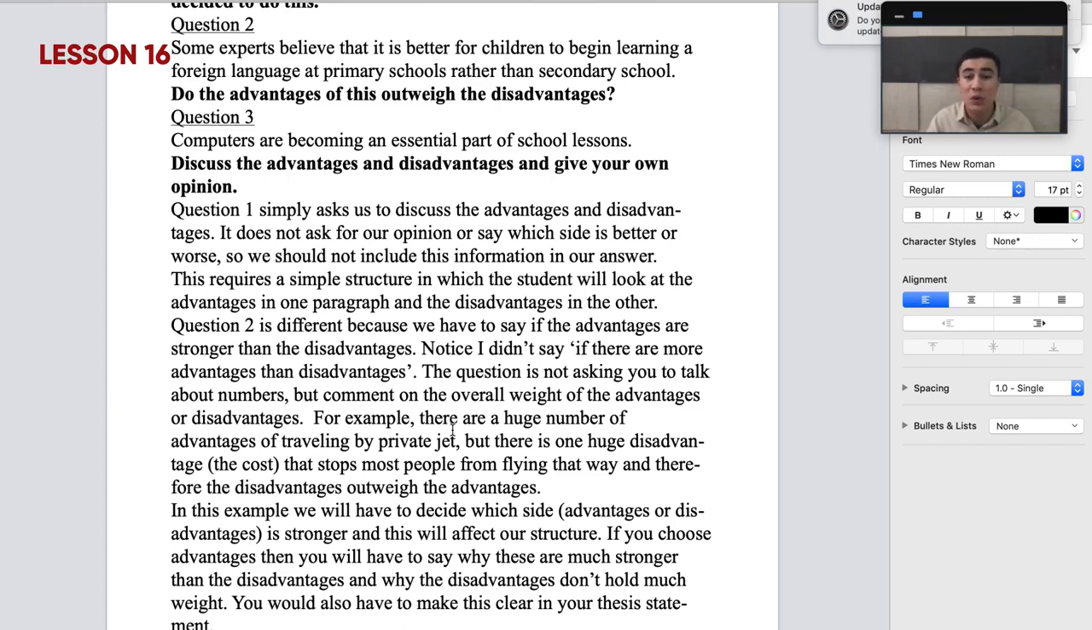Okay, in this example we'll have to decide which side, advantages or disadvantages, is stronger, and this will affect our structure. For example, if you choose advantages, then you will have to say why these are much stronger than the disadvantages and why the disadvantages do not hold much weight. You would also have to make this clear in your thesis statement. It means you should already come up with clear structure and idea before you start writing.